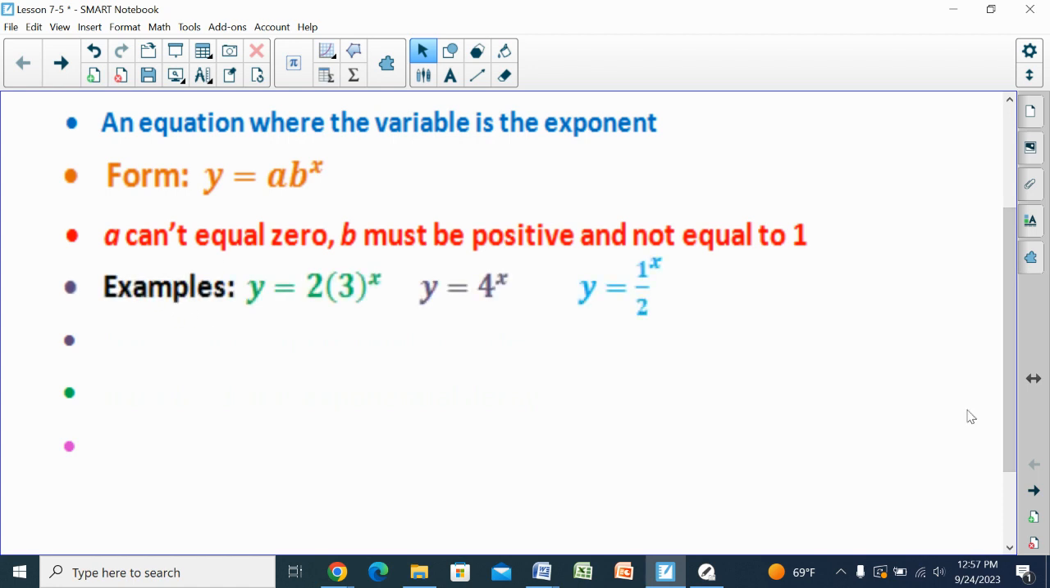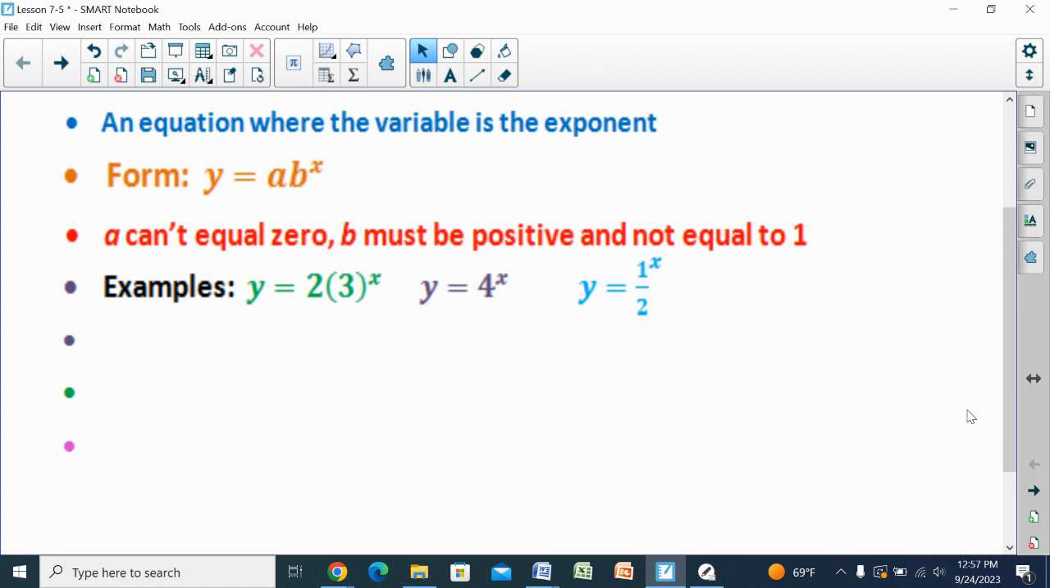So for example, I could have y equals 2 times 3 to the x power. In that first example, the a is 2, the b is 3, and that 3 is being raised to the x power. In the second example, y equals 4 to the x power. There is no a, so it would be like multiplying by 1. So it would be like 1 times 4 to the x power, where the a is 1 and the b is 4.